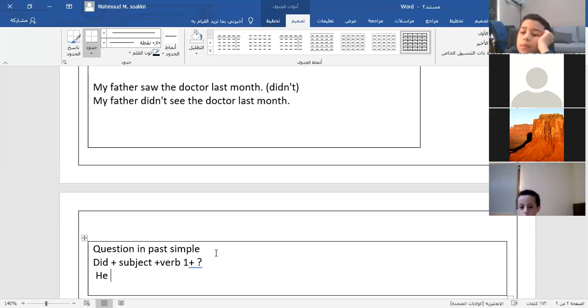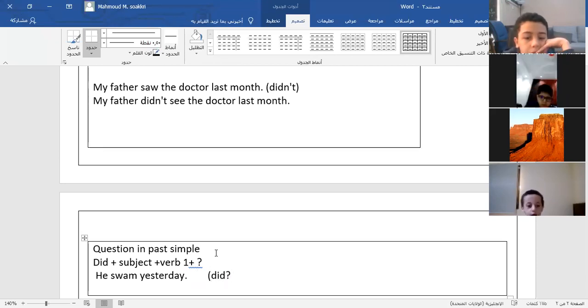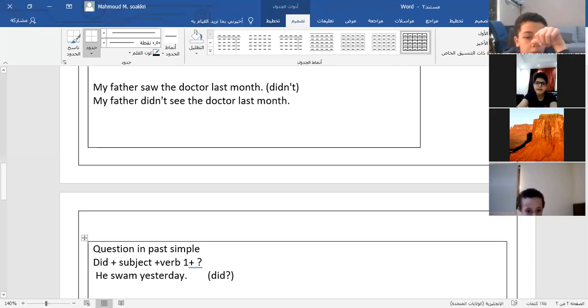He swam yesterday, and we want to make a question using did. Let me make did with a capital letter. Let's follow the rule, students. I am going to answer this question for you. The rule says start with did, so I am going to start with did. Capital D, yes. Here is did. After this, the subject. What is the subject? The subject is he. It is the first word. So, did he.